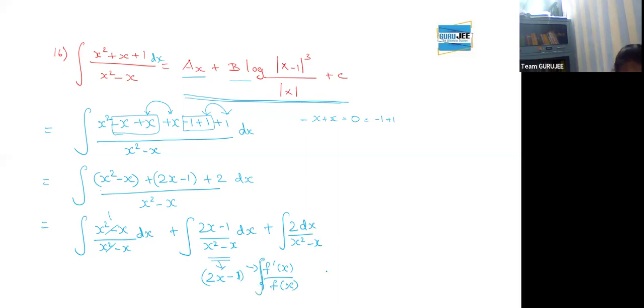Check your formula list. In this case, which formula should we use? Which formula? f dash of x divided by f of x. Okay? Next, 2 dx by x square minus x. I cannot do anything with this last term. Keep it as it is. Plus integral 2 dx by x square minus x.